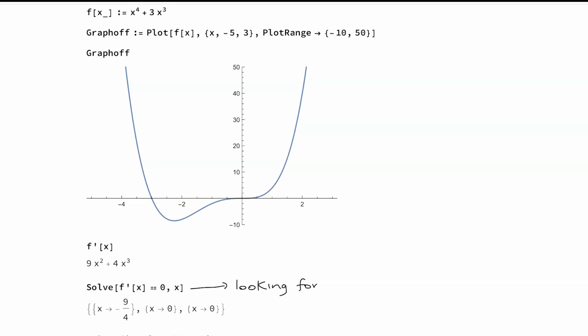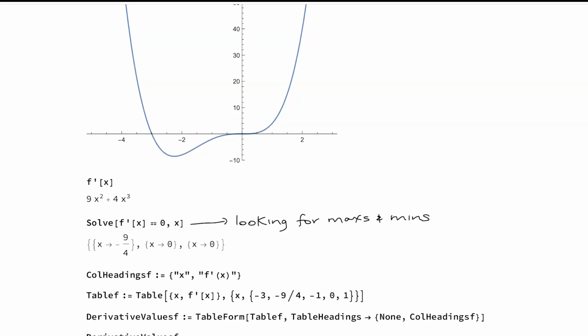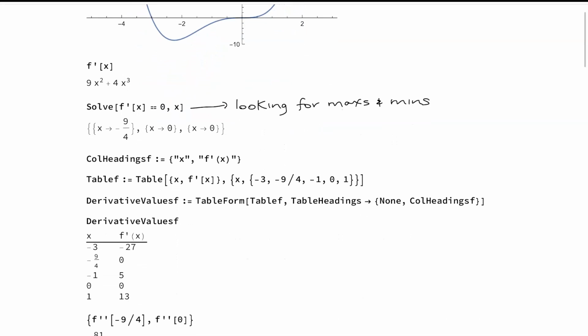So we find f prime, which, again, this is a nice easy polynomial, so you could find f prime very quickly yourself, but the computer can find it as well. So when we're setting the first derivative equal to 0, we're looking for maxes and mins. And we get really two unique solutions, x equals 9/4 and x equals 0, which is repeated. And so what I've done here is make a little table of derivative values of f. And of course, we see where the derivative equals 0.